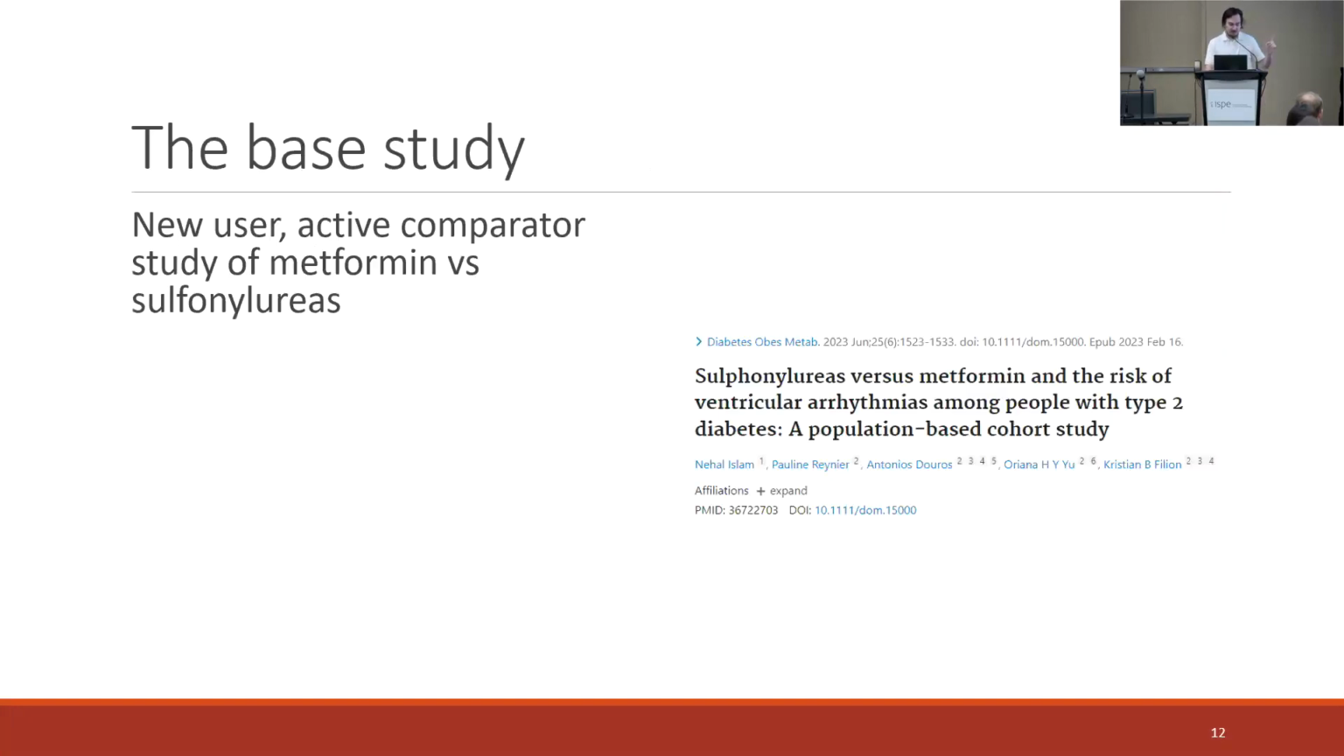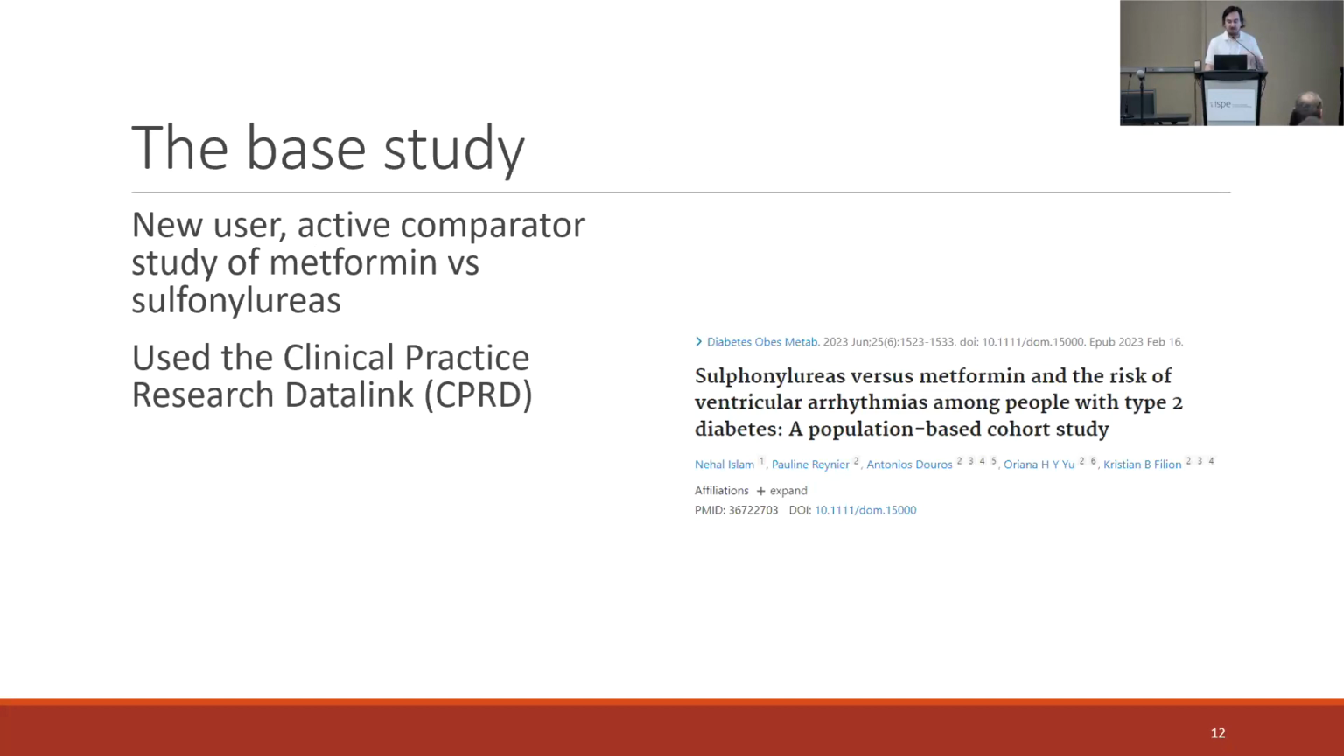So the base study we're using was a new user active comparator study of metformin versus sulfonylureas that was conducted in the Clinical Practice Research Datalink. And it followed people for a whole bunch of safety outcomes to evaluate which of these treatments might be a better therapeutic alternative, although we kind of know which one's a better therapeutic alternative, so this was in many ways a method study to evaluate these different outcomes.